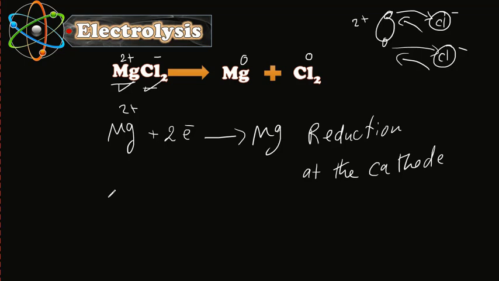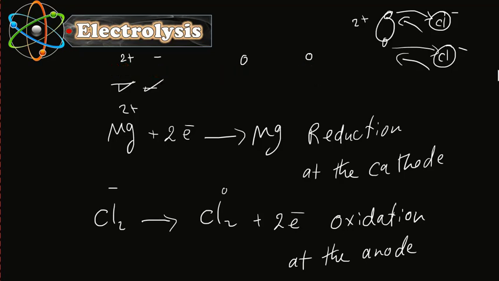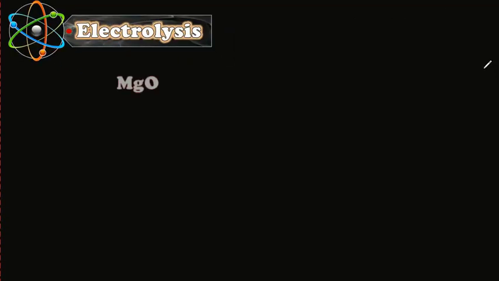Now let's look at chlorine. Here we have Cl2 will lose two electrons, so we write an arrow, and then we write Cl2. This had a charge negative, now with no charge, and that had charge 2 positive, now no charge. Now this is plus 2 electrons, so this is oxidation. At which side does this reaction happen, at the cathode or at the anode? At the anode.